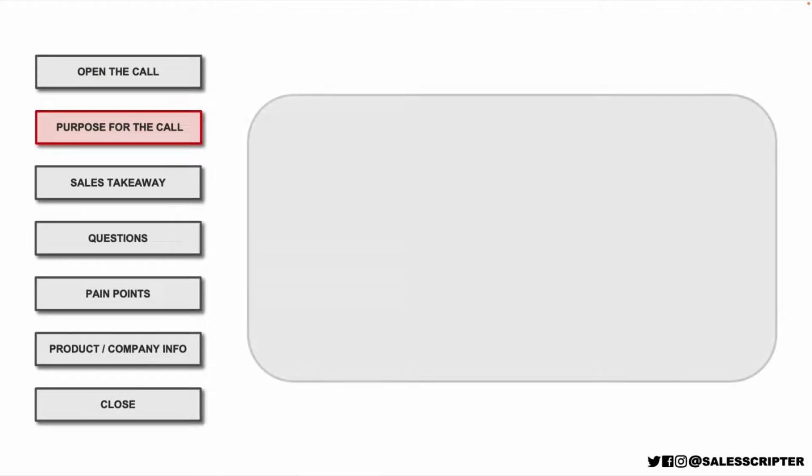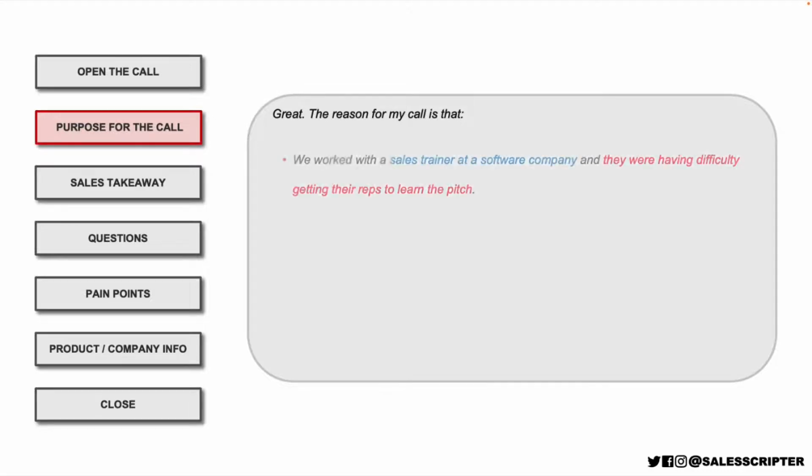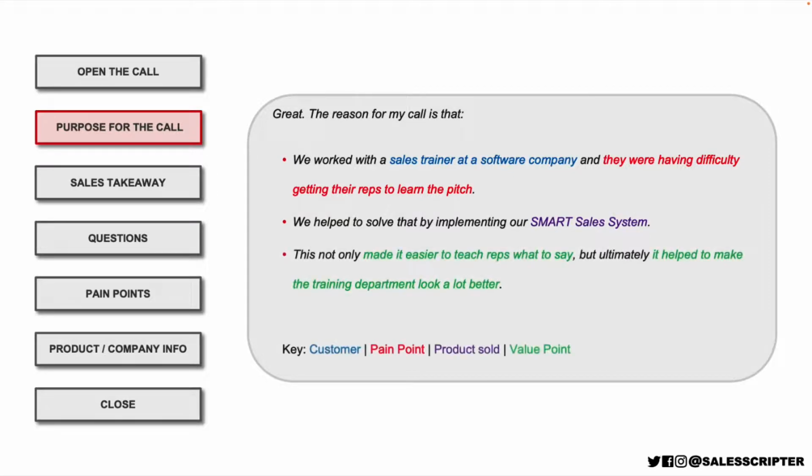And this is where we can use our name drop by saying something like, "Well, great. Well, the reason for my call, Tom, is that we worked with a sales trainer at a software company similar to you guys, and they were having difficulty getting their reps to learn the pitch. We helped to solve that by implementing our smart sales system," and then the rest of the name drop. So you then use that as the reason why you're reaching out. You help these other people. Now you're reaching out to Tom to see if Tom is similar, to see if Tom has the same problem, to see if Tom needs the help that you have to offer.